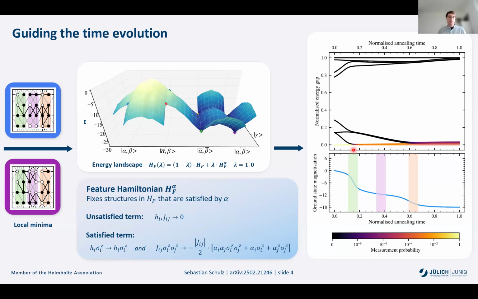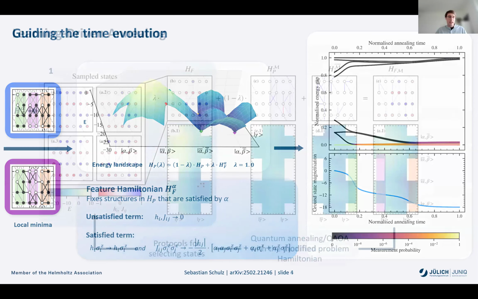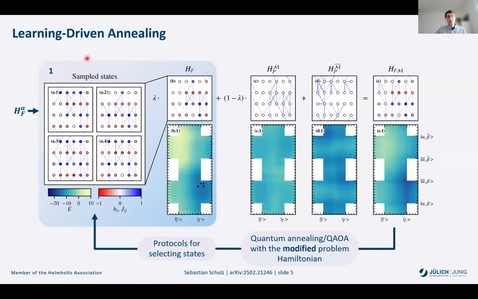Of course, this alone does not solve any optimization problem. We can view this more as a tool to guide the time evolution. And next, I will show you how we can actually use this to solve an optimization problem. We call this process learning-driven annealing. The basic idea is that we use this idea of focusing the time evolution to a certain subspace of the Hamiltonian based on the samples that the quantum annealer returns.